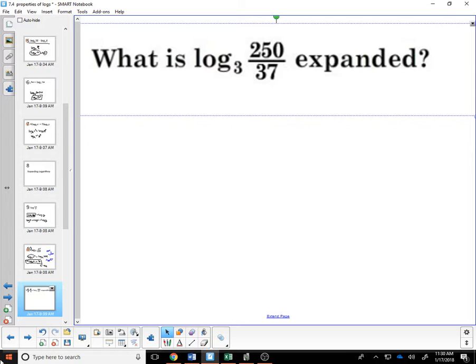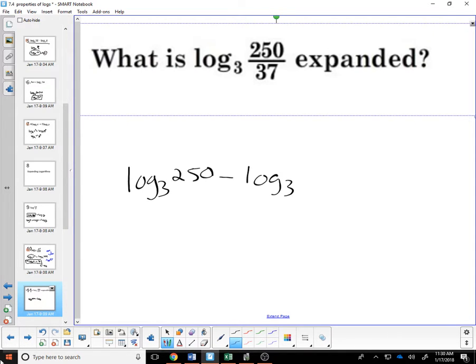Log base 3 of 250 minus log base 3 of 37. Okay. And can we simplify this any further? No. Not really.